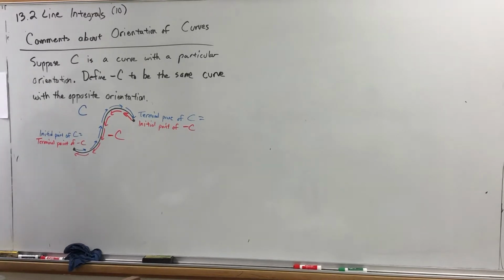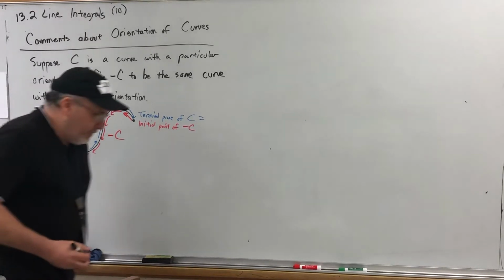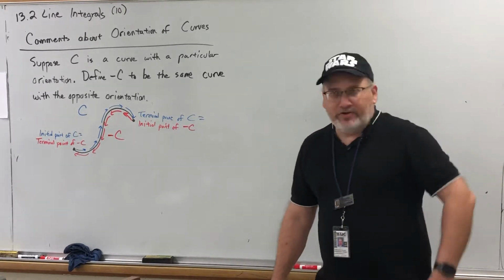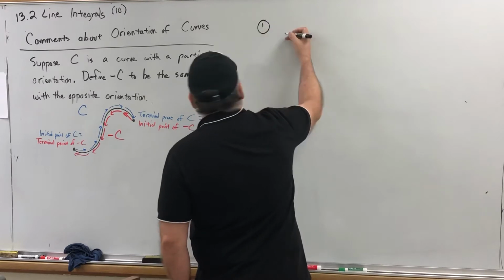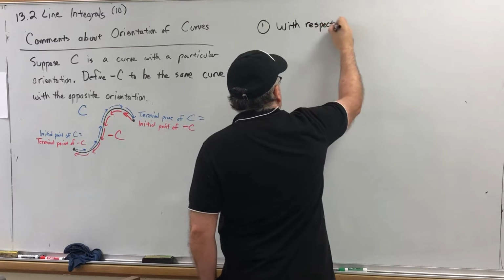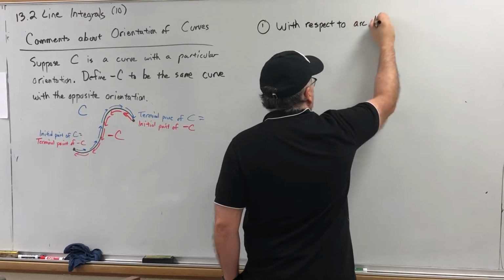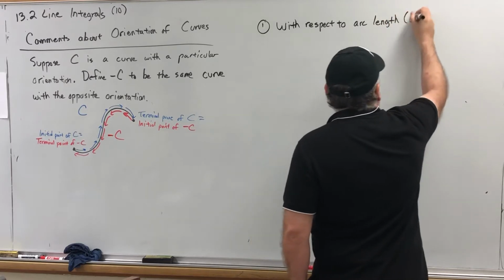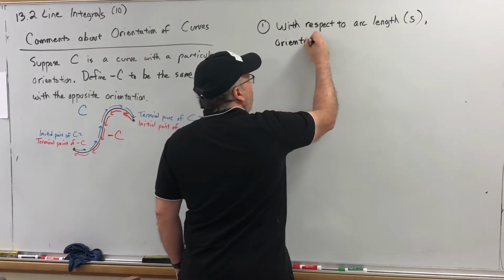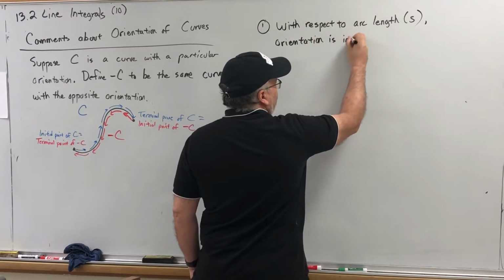In physics and engineering, orientation of the curve can be important. So we can discuss the relationship between the line integral over a curve depending upon its orientation. Now, there's three things to mention, well, two of them, because of the three, two of them are really the same. The first is with respect to arc length, and remember that the variable for arc length is s. Orientation is irrelevant.